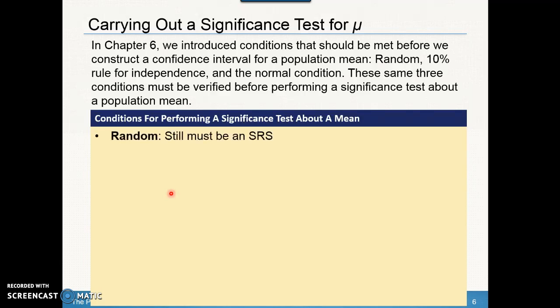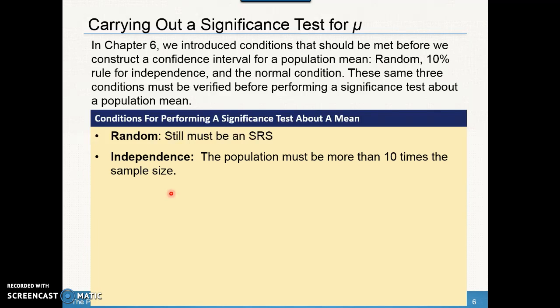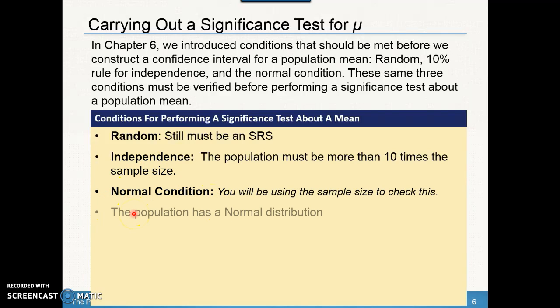So before we do a test about a population mean, we still have to have a simple random sample. The population still has to be more than 10 times the sample size, and you have to check your normal condition. Now remember that since this is a t-distribution, we're going to be using the sample size to check this.